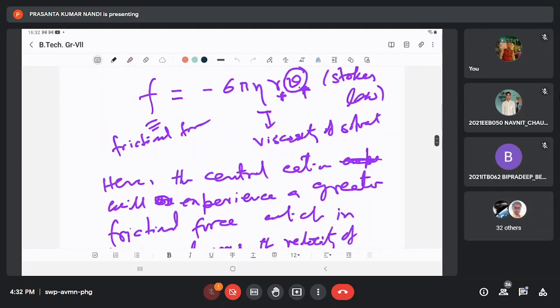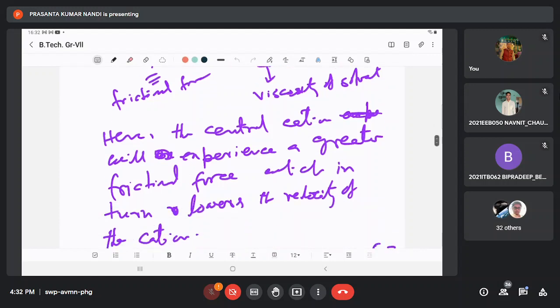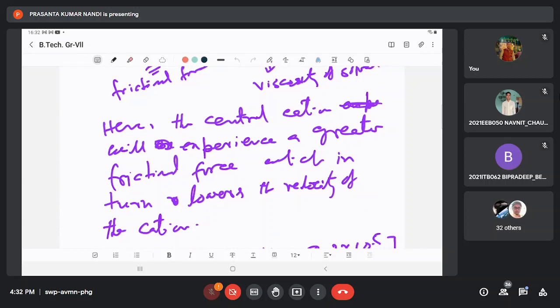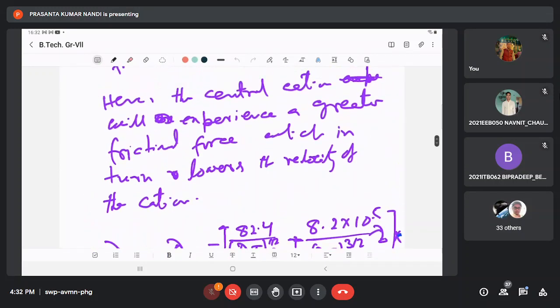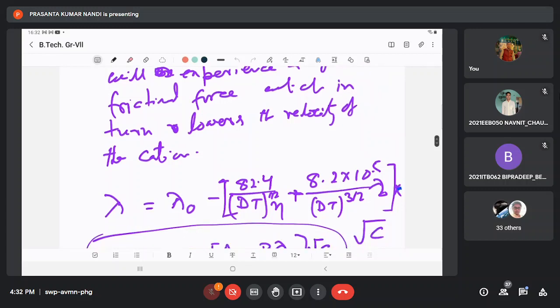Okay. And as for Stokes' law, the frictional resistance earlier. And I am not going to discuss in detail, but this is the exact derivation, the expression that we can derive based on the theoretical consideration of the Debye-Hückel-Onsager theory, whatever it is. So lambda is the equivalent conductance at any concentration, which is equal to lambda zero, that is the equivalent conductance when concentration tends to zero, the limiting value of the equivalent conductance, minus a sum of two terms.